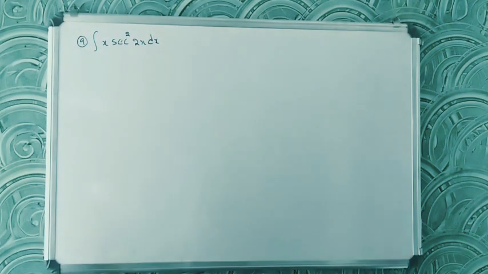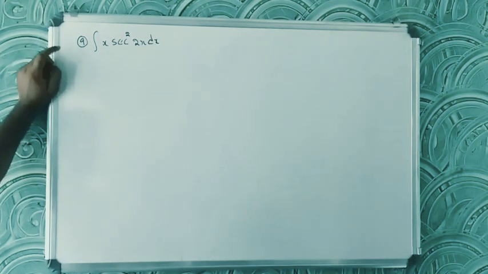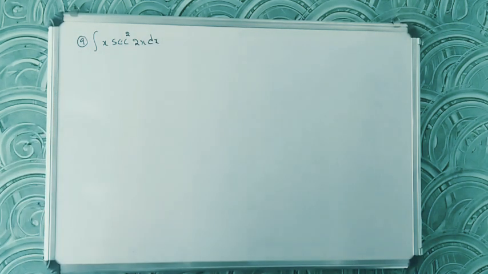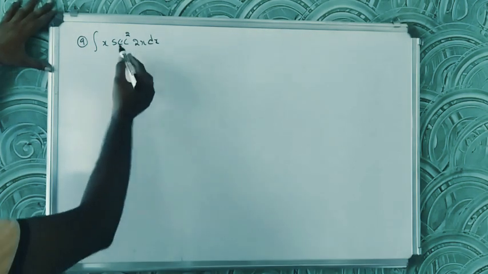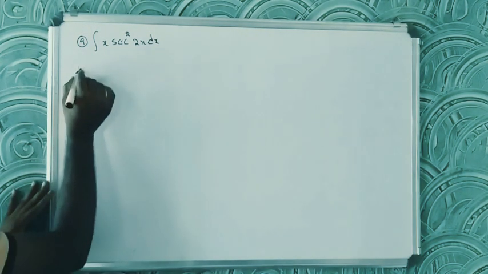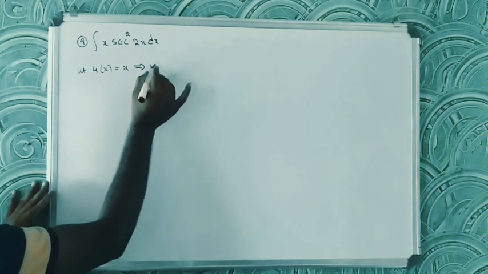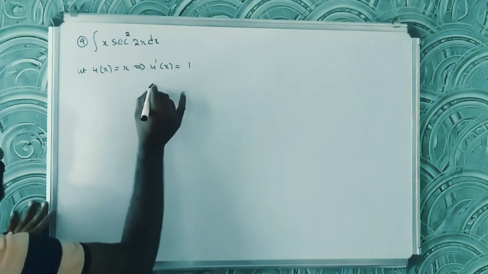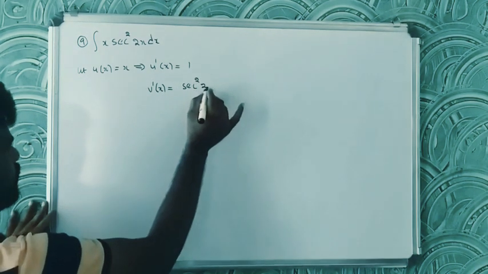Next, problem number 9: integration of x into secant square 2x into dx. So x is the f of x, and secant square 2x is the g of x. So integration by parts. x is the algebraical function and secant square 2x is the trigonometric function. So the algebraical function is first. So let u of x is equal to x. This implies u dash of x is equal to the differentiation of x, which is 1. v dash of x is equal to secant square 2x.